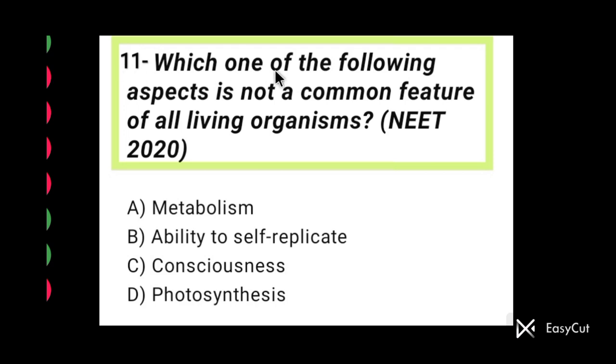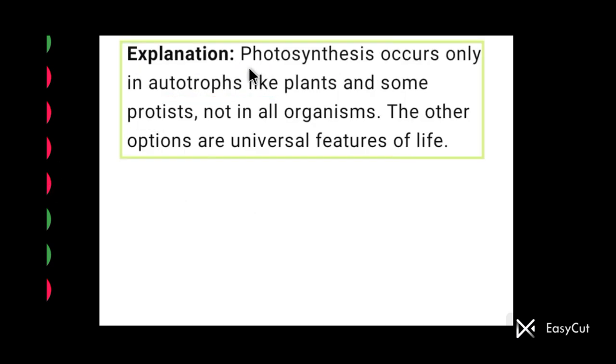Question number 11. Which one of the following aspects is not a common feature of all living organisms? Photosynthesis takes place in plants, so it is not a common feature of all living organisms. So photosynthesis occurs only in autotrophs like plants and some protists, not in all organisms. The other options are universal features of life.